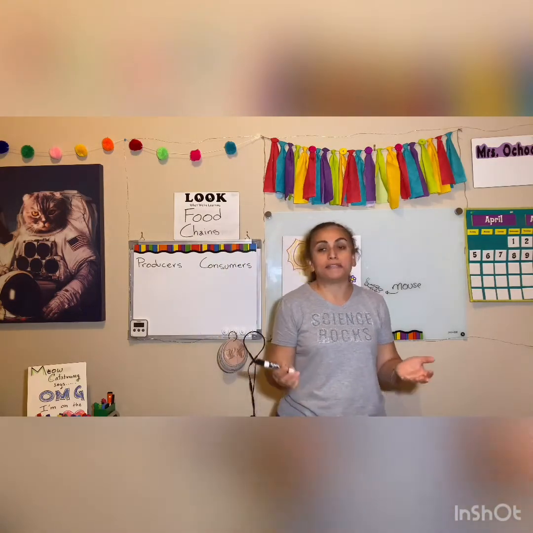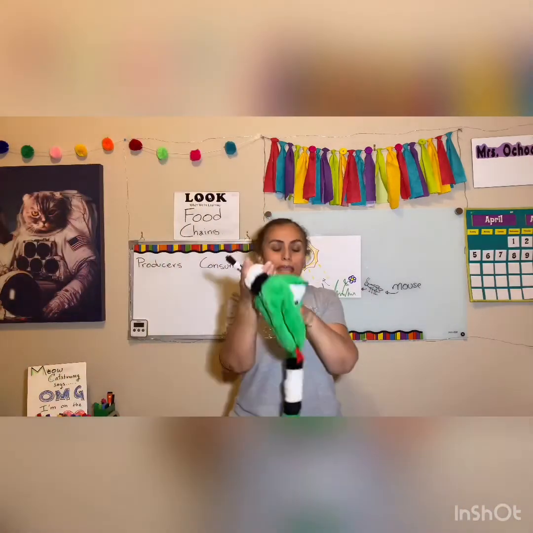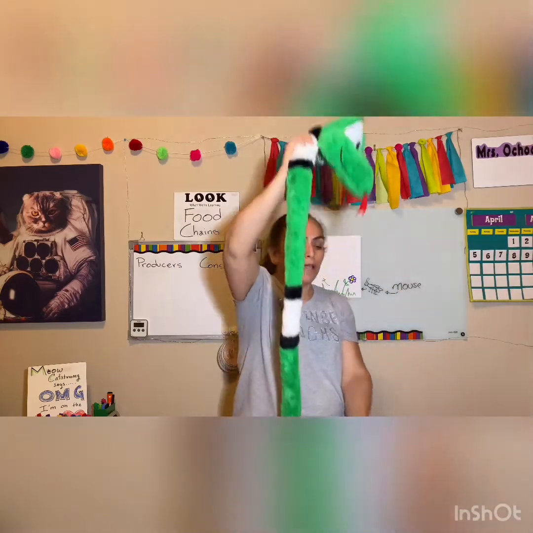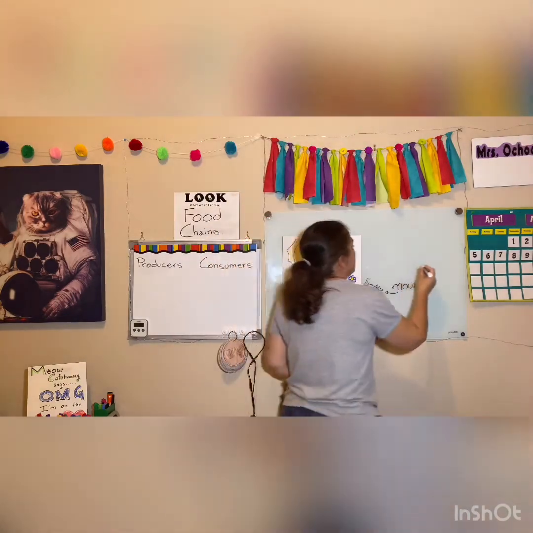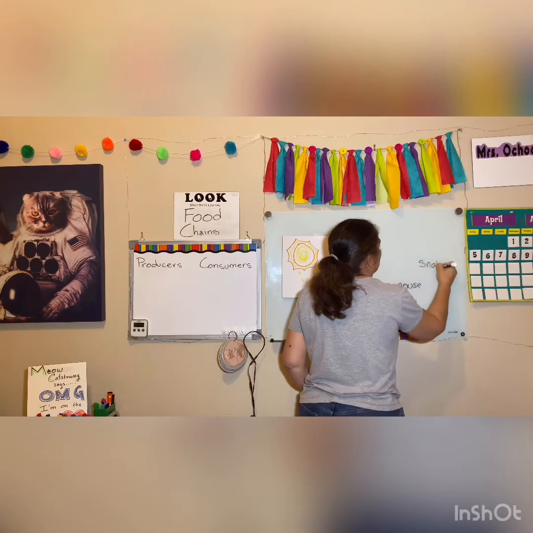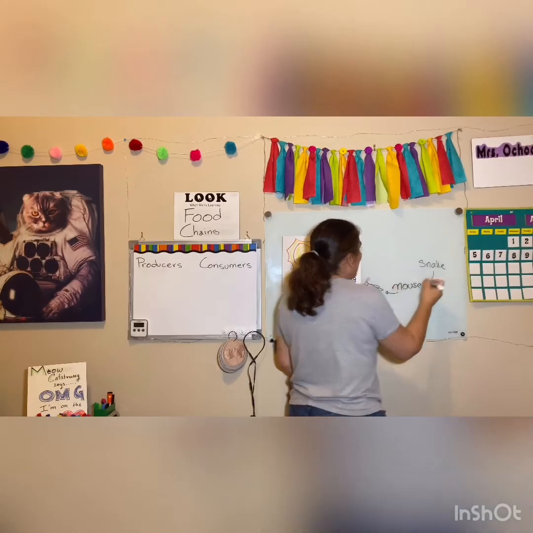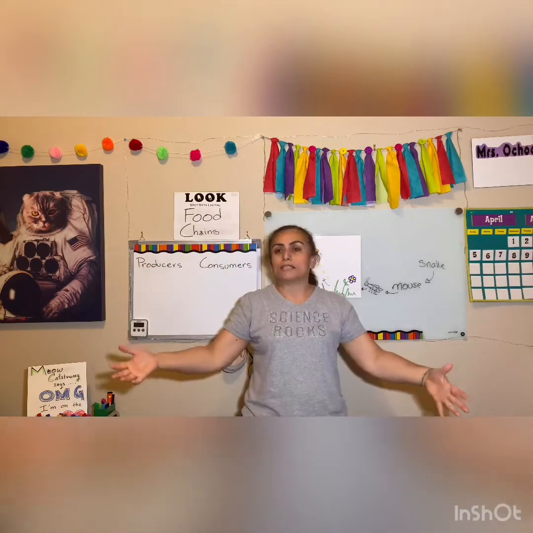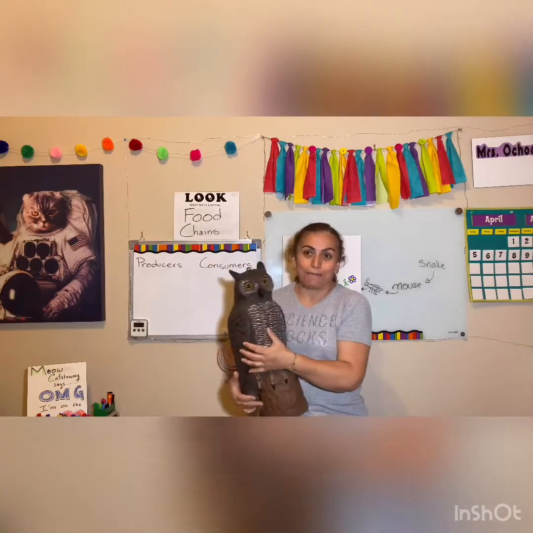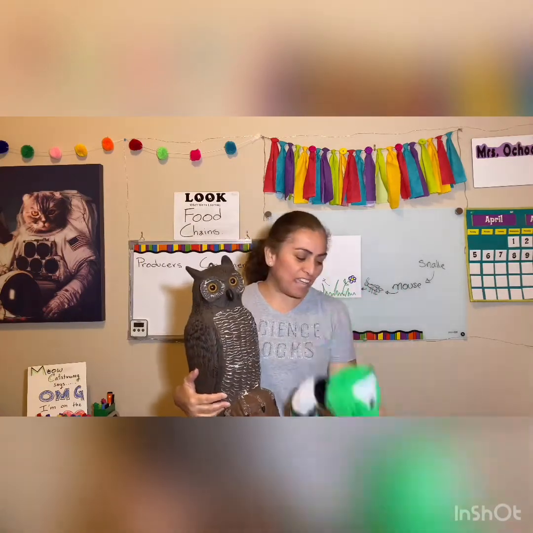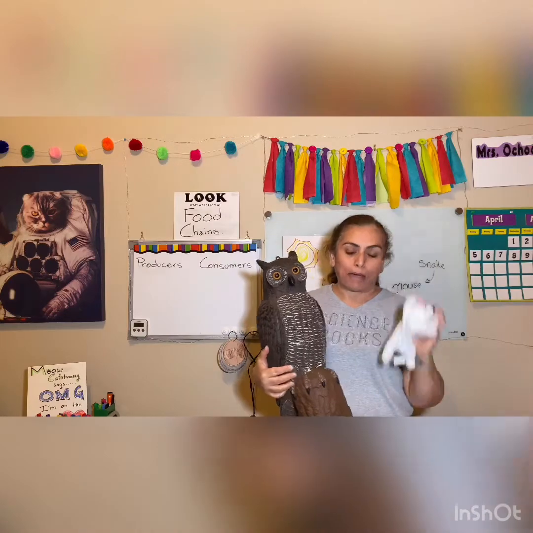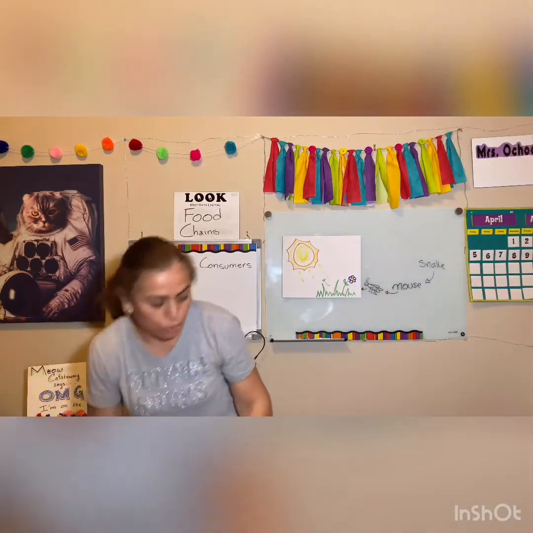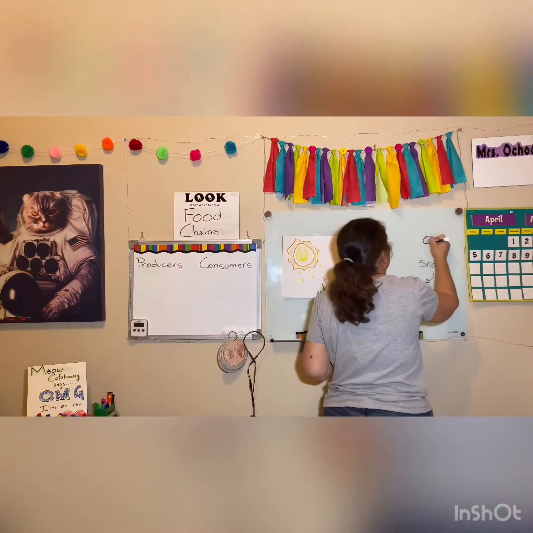It could be a snake, for example. So a snake would be an animal that follows the food chain eating the mouse. So let's write that down on the food chain. So we have a snake. And then a bigger animal would eat the snake, like, for example, a big bird, like an owl. So an owl would be an animal that eats the snake, which eats the mouse. And that's the way the food chain continues.